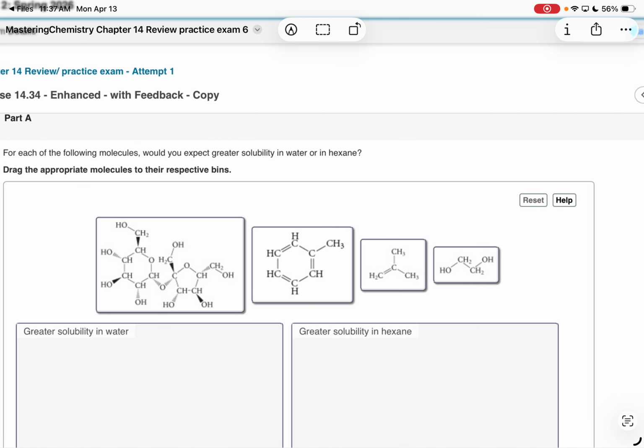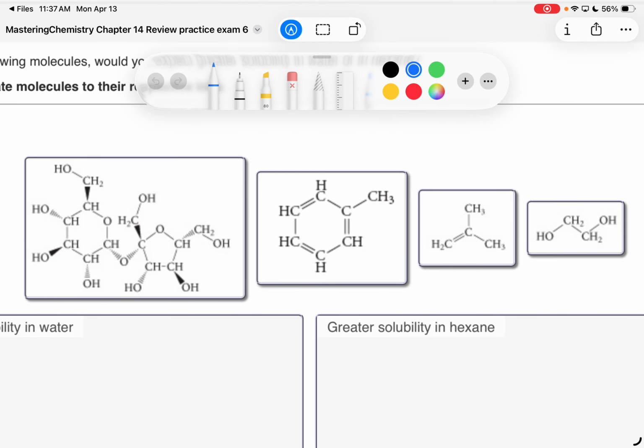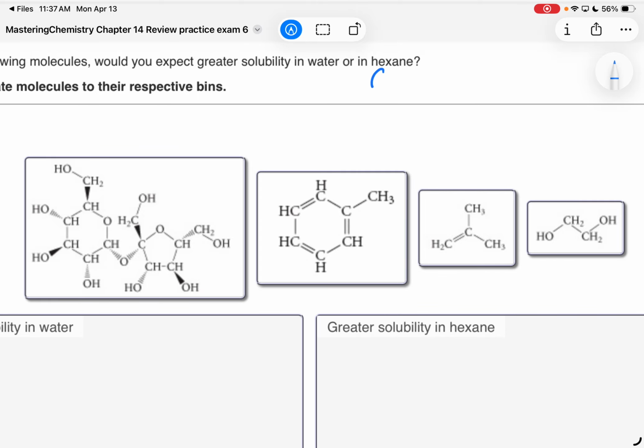Okay, so the other thing we talked about near the beginning of the chapter was like dissolves like. So look at these molecules, and I want you to tell me if you think they would be more soluble in water versus hexane. And just to be clear, the formula for hexane is C6H14. Okay? So for each one of those, decide which is going to be more soluble in water or hexane.